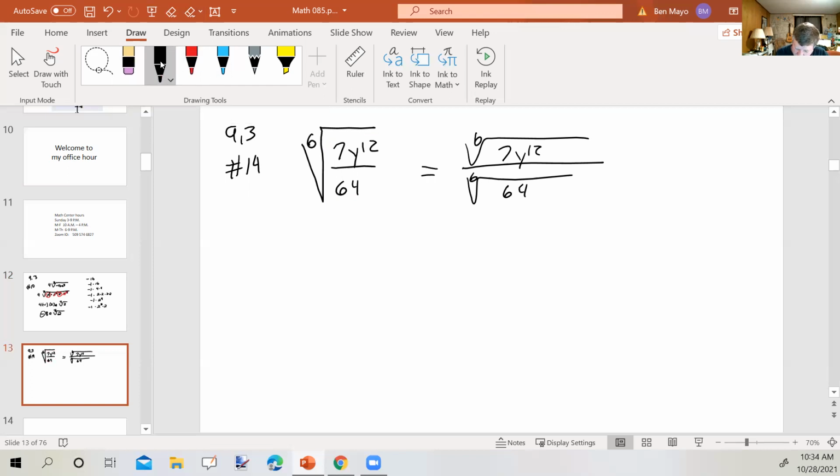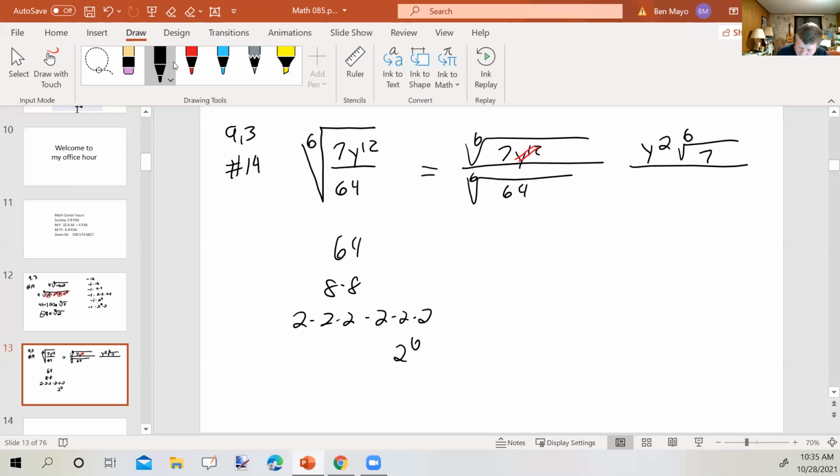On top, we could take the sixth root of y to the 12th, and that would give us y squared outside, and then I've still got the sixth root of 7 inside. In the denominator, 64 is 8 times 8, which is 2 times 2 times 2 times 2 times 2 times 2, which is 2 to the sixth power. So we've got y squared times the sixth root of 7 over the sixth root of 2 to the sixth, which would be a 2 outside.